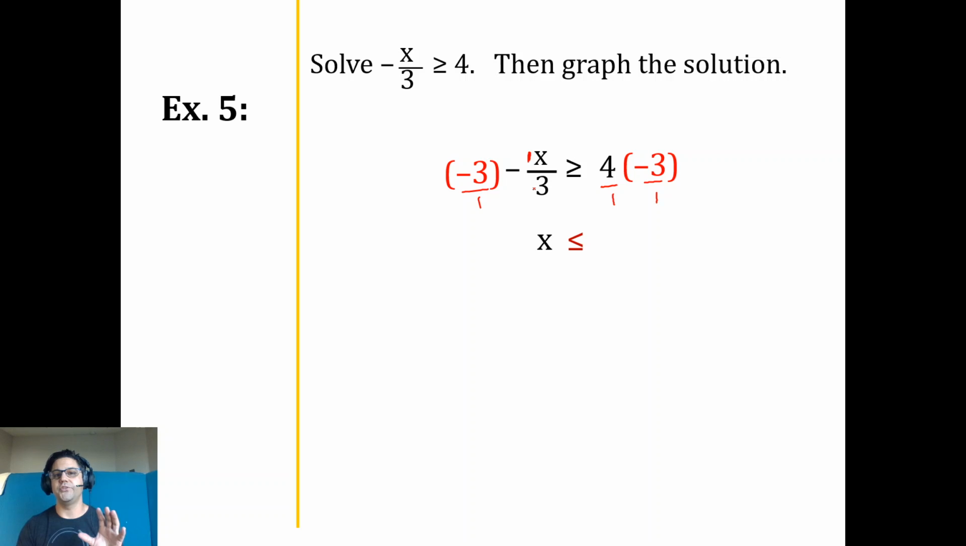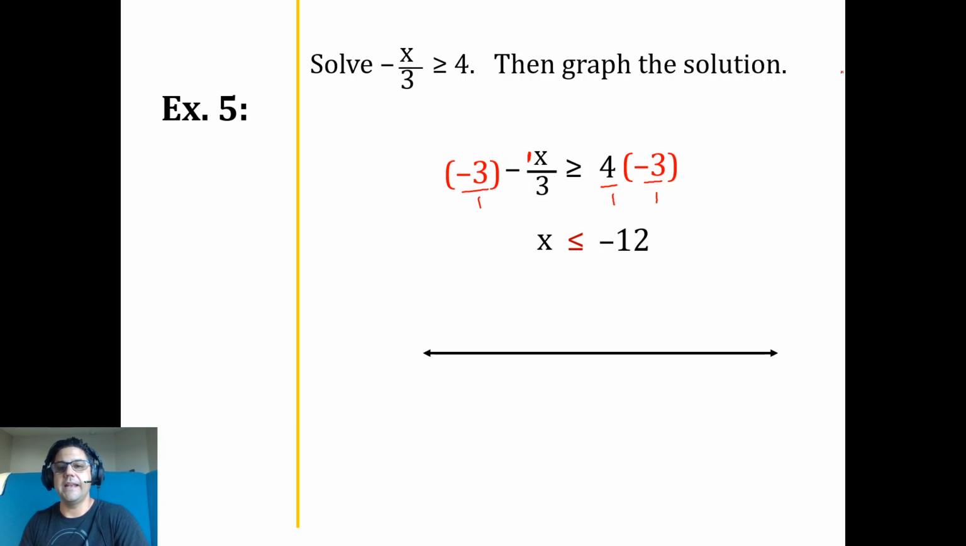So again, it has to reverse the inequality sign. So it's kind of like it's running forward and now it's going to run backwards. Or it's running to the left, now it's going to run to the right. It's changing directions. It's reversing. 4 multiplied by negative 3 is negative 12. So that nice basic number there. So when we graph it again, negative 12 is the important number.